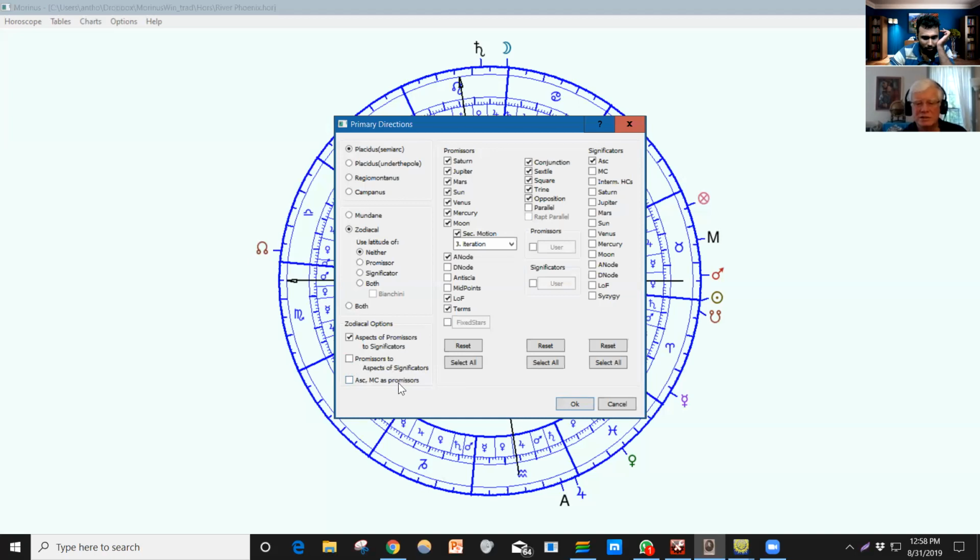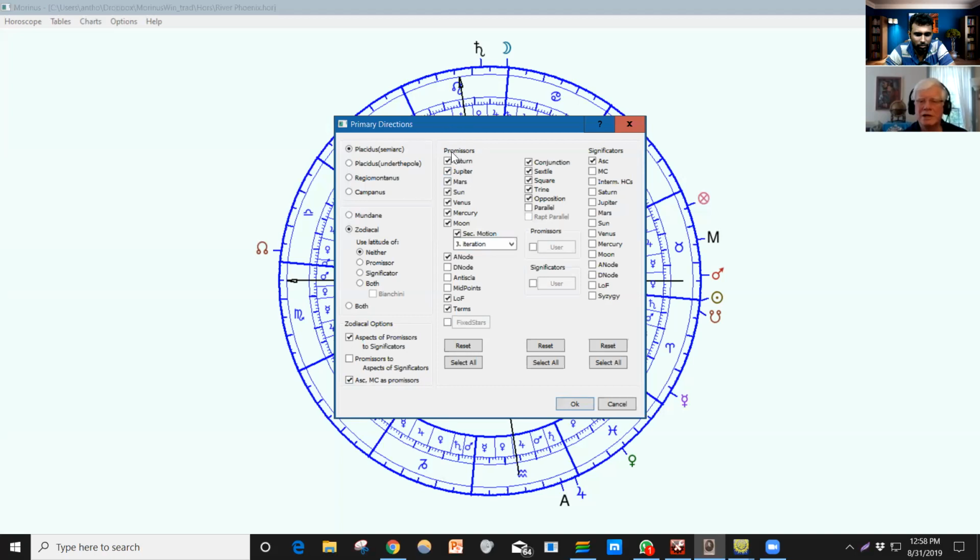And should the ascendant and midheaven also be promissors? I think that's a good idea, although I don't think it's a classical method. I think classically you let the ascendant and midheaven be fixed and you move other planets to them. But this is saying, let me also let the original ascendant rise, and let the original midheaven progress toward the descendant and see when they make aspects to the planets. Okay, so I'm going to leave them in.